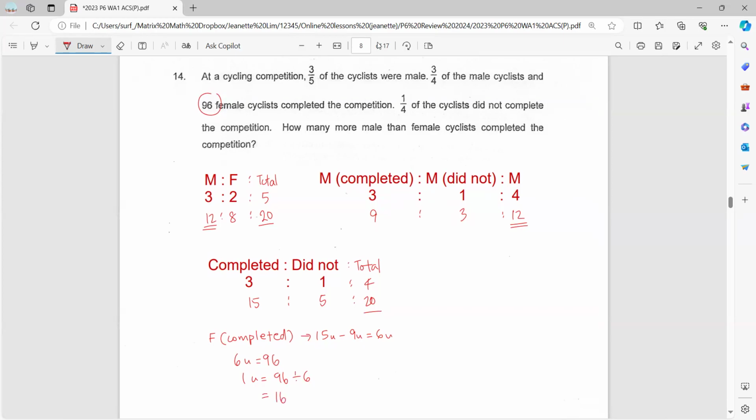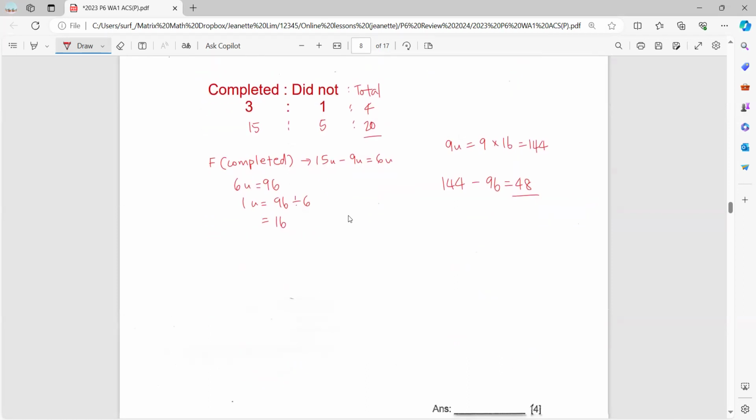Now, what do we want to find? How many more male than female cyclists completed the competition? Now, take note that we already have the female cyclists that completed the competition. So you just need to find the male cyclists that completed the competition. 9 units. So 9 times 16, which is 144. Now let's find the difference. So 144, the males that completed, minus the females that completed. This will give us 48. Okay, so that's the answer, 48.